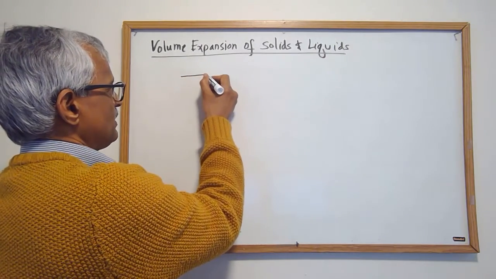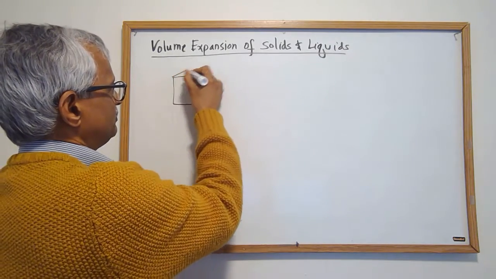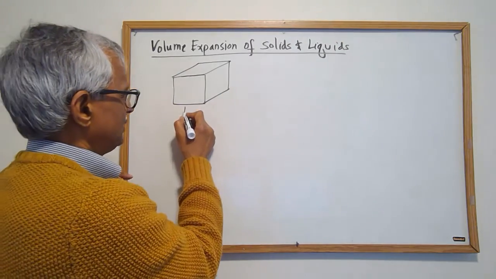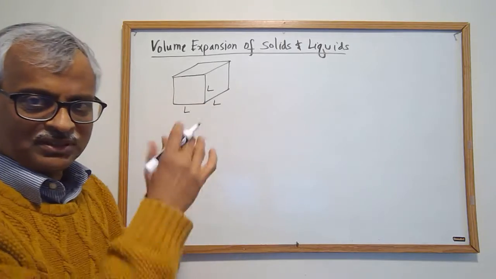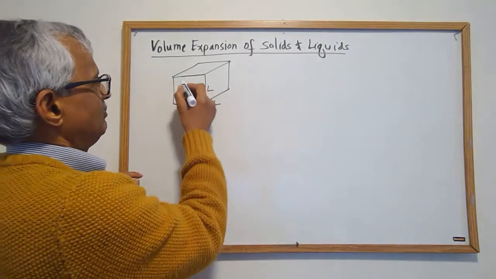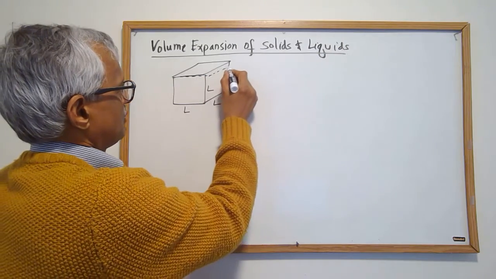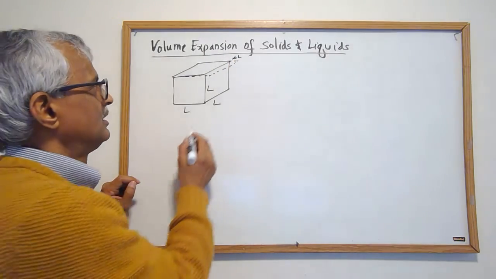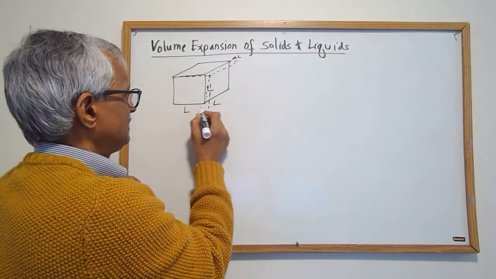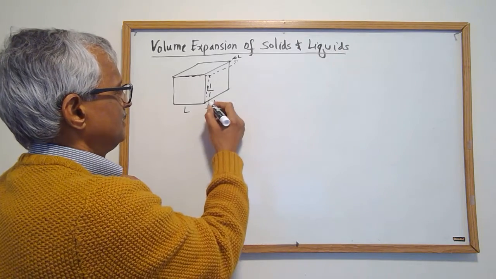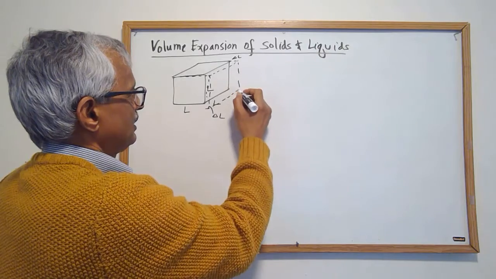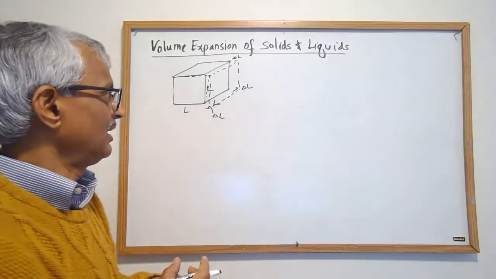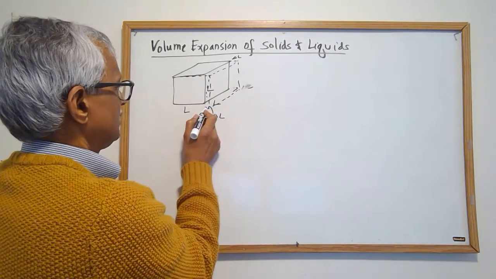Let's see. So I'm just going to take a cube, so it has the same length. Length, width, and height are the same L. And when it expands, the length will expand by delta L. Height will expand with another delta L, and the width will expand by another delta L. So you are going to expand by delta L in all three.